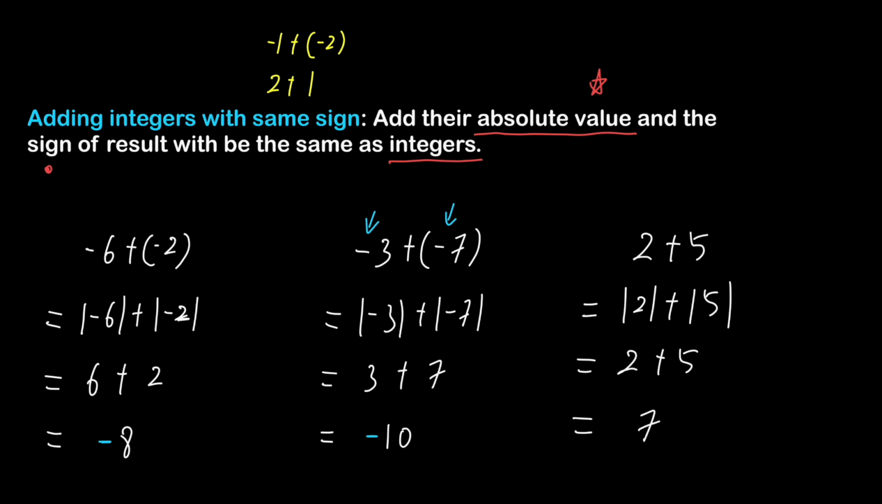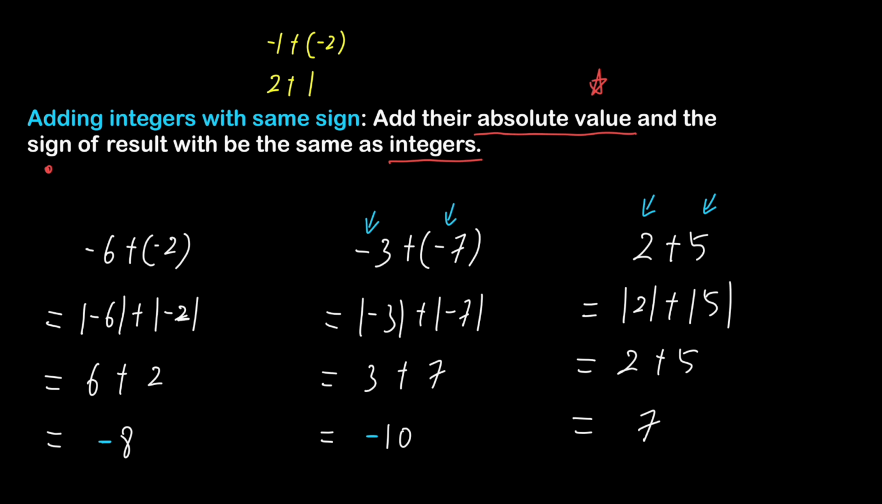Then consider the sign. Back in the original question, there are two positive numbers, so our final result will be a positive number. Just positive 7. Great.